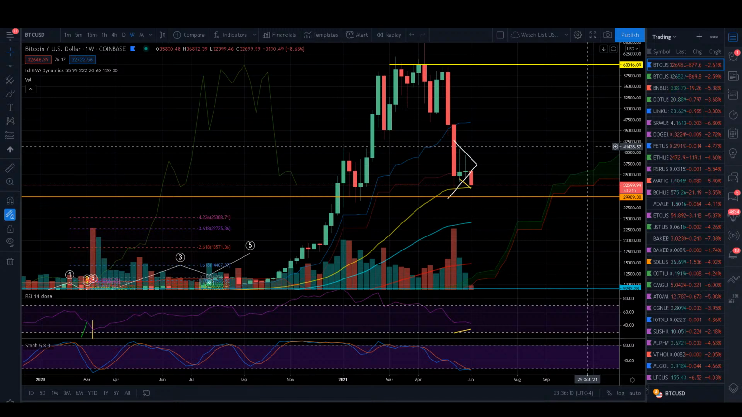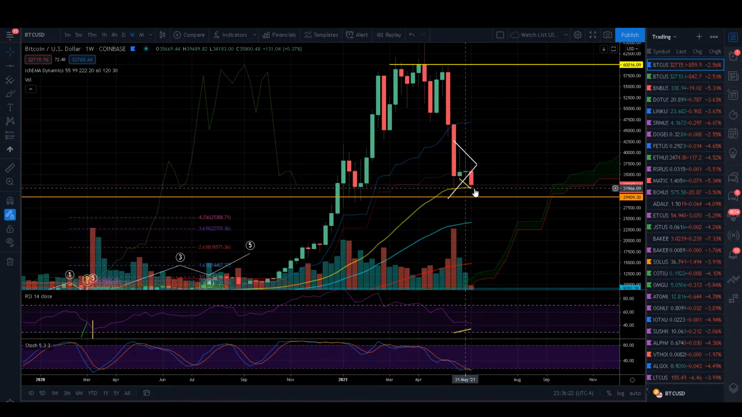Now, it's possible there's some sort of support that you don't see on your chart. For instance, if somebody wasn't using my Ichima Dynamics indicator, right? If they didn't use my Ichima model, they wouldn't have the 55 EMA right here. So they would be seeing this right now. To them, it's probably like, oh, it's at a random area. It's currently sitting at 32K.